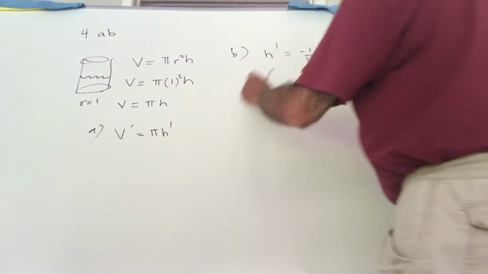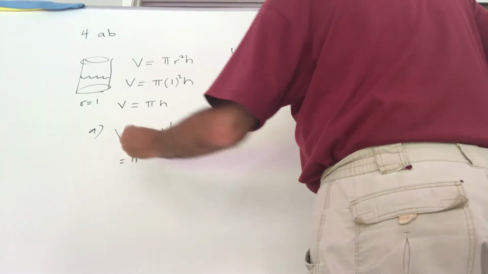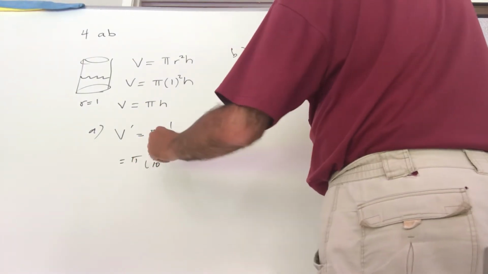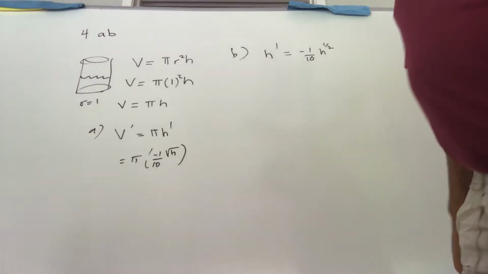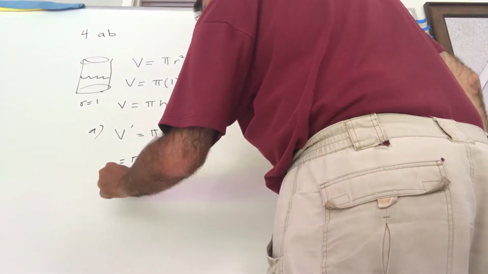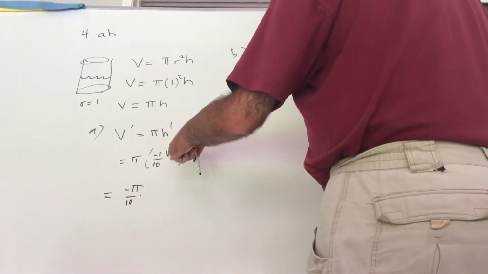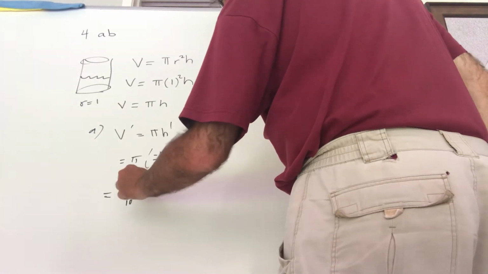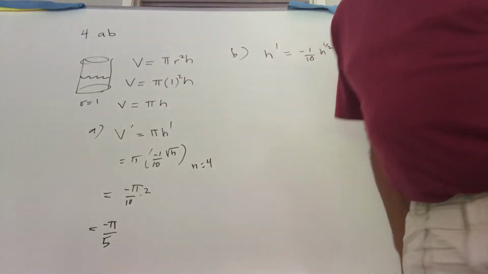Now, the key to this question is h prime, and actually I wrote it up for B. They tell us what that is. They give that to you in the question. It's negative 1/10 times the square root of h, right? So then you just got to put that in. Negative pi over 10 times the square root of h. Oh, they want us to do it when h is 4, right? Square root of 4 is 2, so you get negative pi over 5.